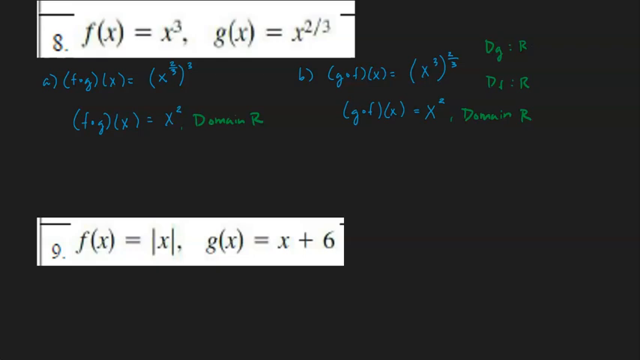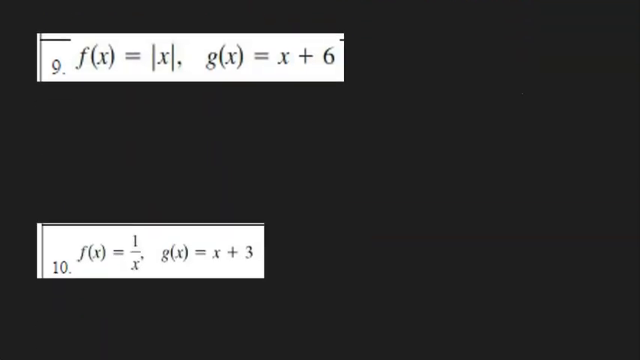Okay, next one, number 9. A is going to be f of g of x. So that's the input function. So open up the absolute value sign. There we go. Easy. And then g of f of x. So open that up.